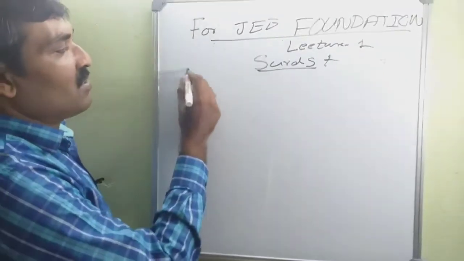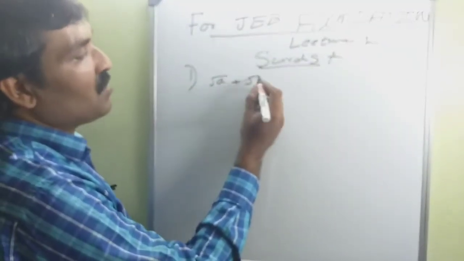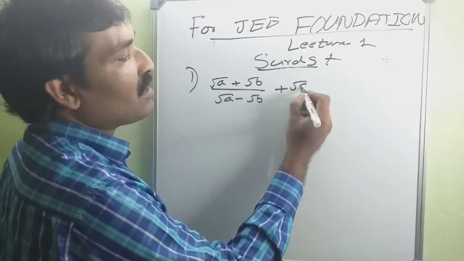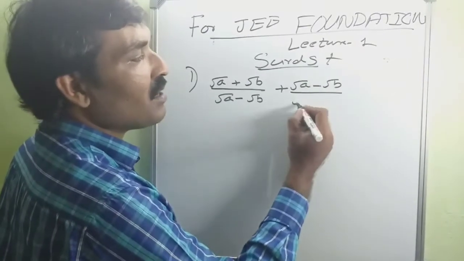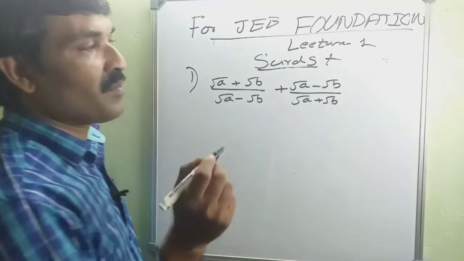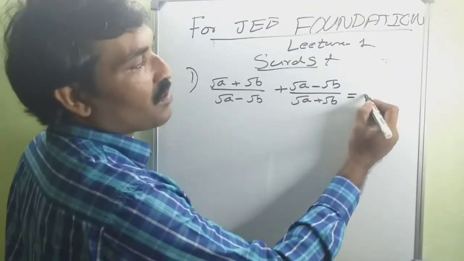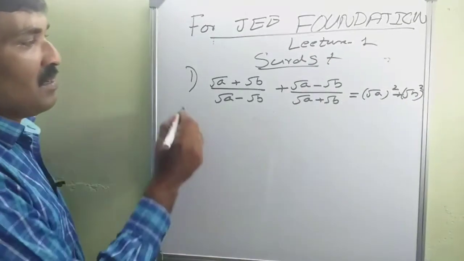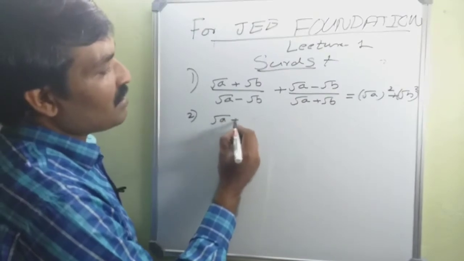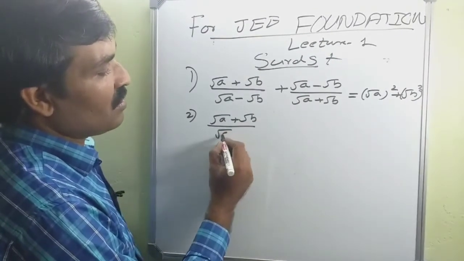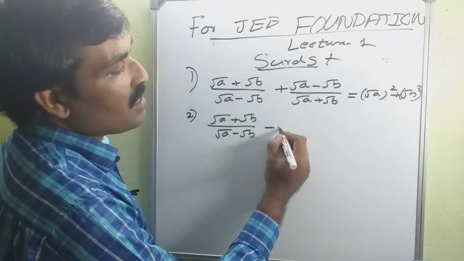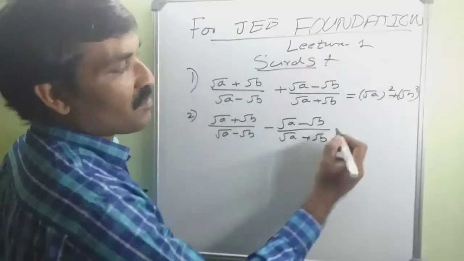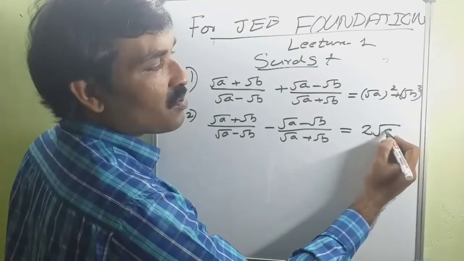Right. First question. Root A plus root B divided by root A minus root B, plus root A minus root B divided by root A plus root B. This is equal to root A square plus root B square. Second, root A plus root B divided by root A minus root B, minus root A minus root B divided by root A plus root B. This is equal to 2 times root AB.